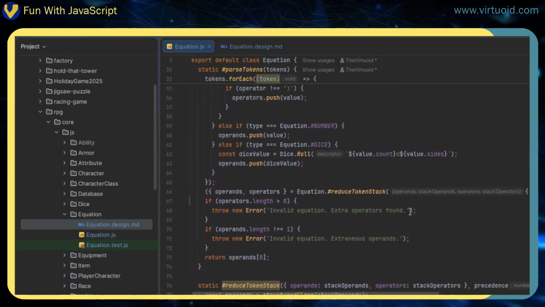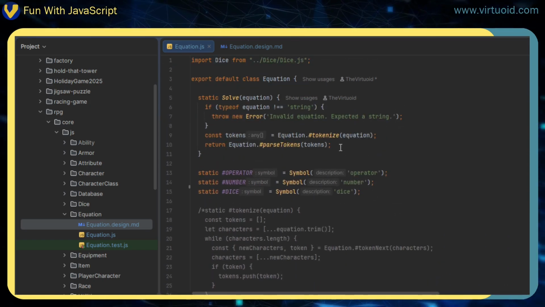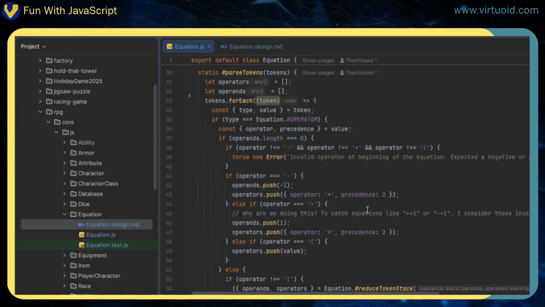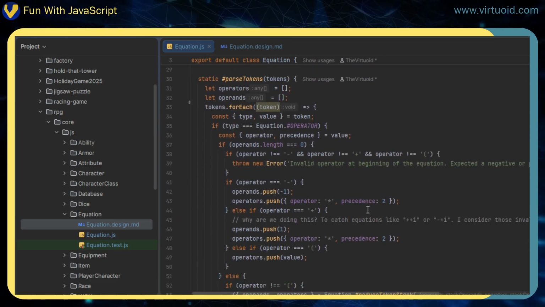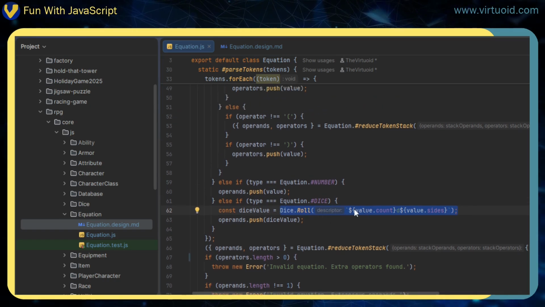But anyway, we got our tokens. For instance, the 1 + 1, we now have 3 tokens: a 1, a plus, and a 1. And we're going to parse out the tokens. Parsing out the tokens is very simple. We're just going to go through a little for each loop here. If it's a number, we're just going to push it to the operand. And if it's a dice, we're going to get the dice value and push it to the operand. And if the dice value is incorrect, it's going to throw an error at that point. So I don't test for whether the counts and the sides are correct. The dice will do it for me automatically.